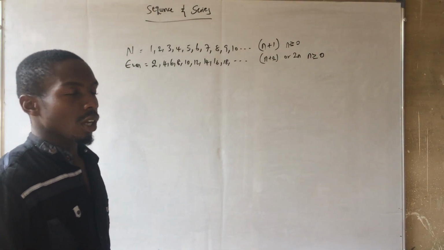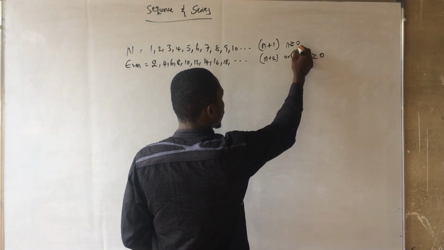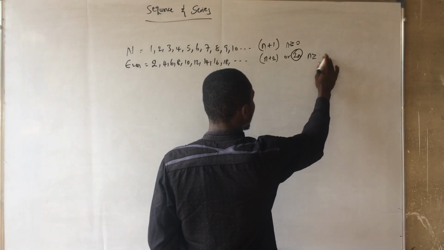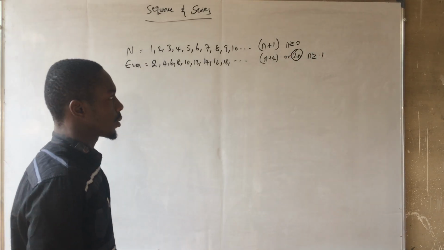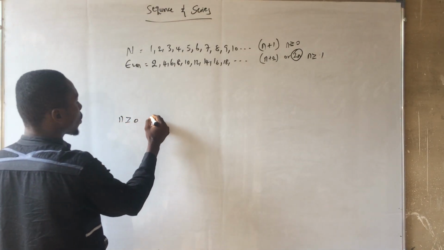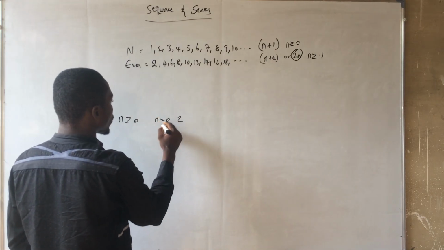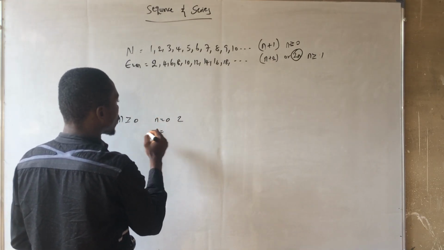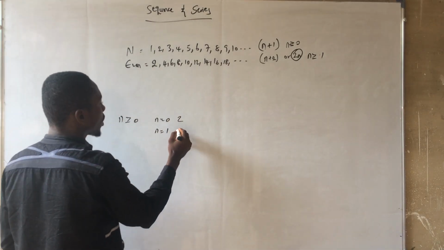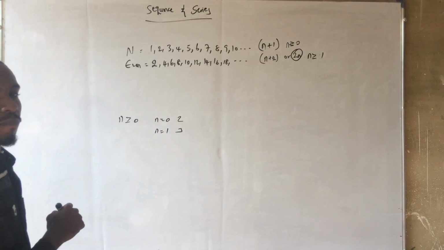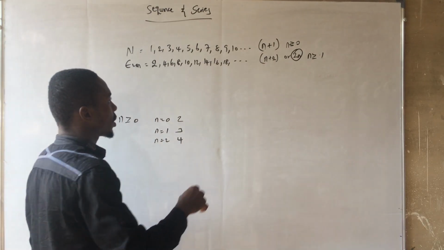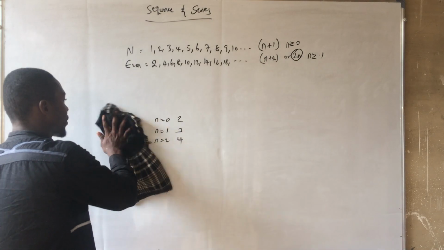If we use n greater or equal to 0, this one is not going to work. We use this one. If we use n greater or equal to 1, then this one includes. So now let's use this one, n greater or equal to 0. If n equal to 0, we have 2. N equal to 1, you have 3. N equal to 2, you have 4. So this is not going to work.